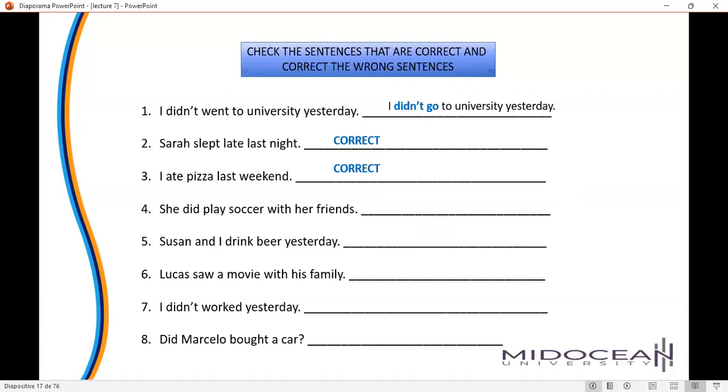Okay. We need to say, did she play soccer with her friends? Okay, let's check. So you have the affirmative form here. She didn't play soccer with her friends, or she played soccer with her friends.